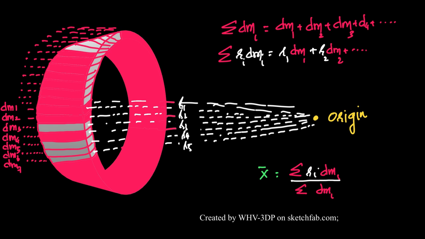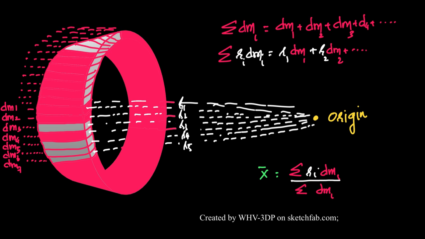Why is it important? Because we have x bar is equal to sigma ri dmi by sigma dmi. What is sigma dmi? It means the sum of all these elementary masses. What is sigma ri dmi? It means r1 dm1 plus r2 dm2 plus r3 dm3 up to n terms.